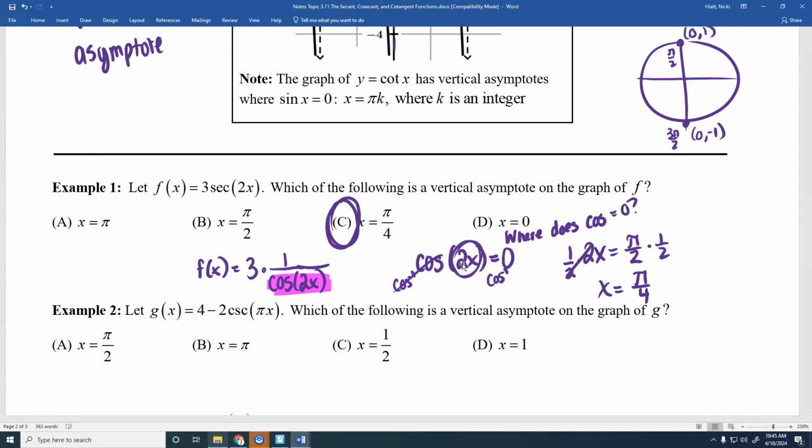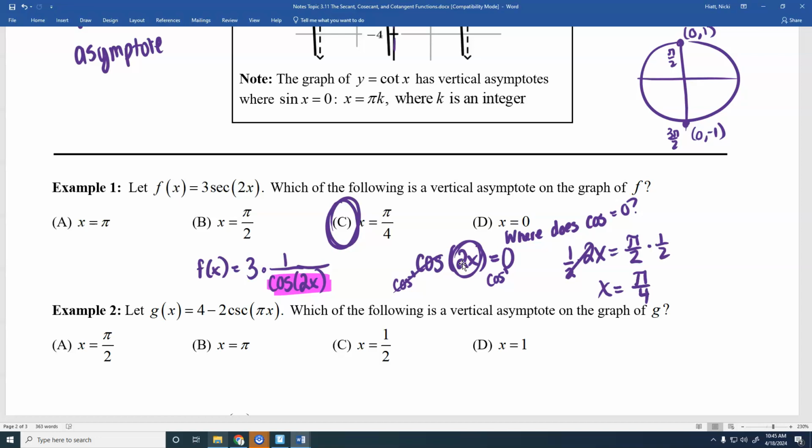Wait, why did we put the 1 on top of the cosine again? Because we had a compression? Not because of the compression, but because secant equals 1 over cosine. Oh. And since secant is not on the unit circle, you could do this by thinking about what secant looks like, but it's a little hard to think about, while cosine is a little easier to think about.